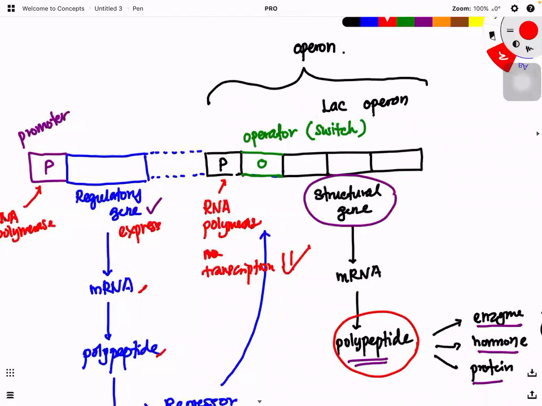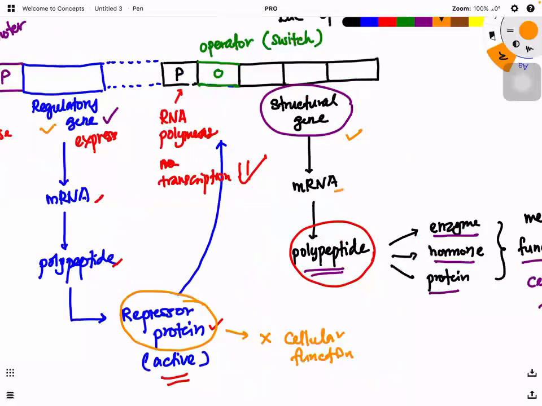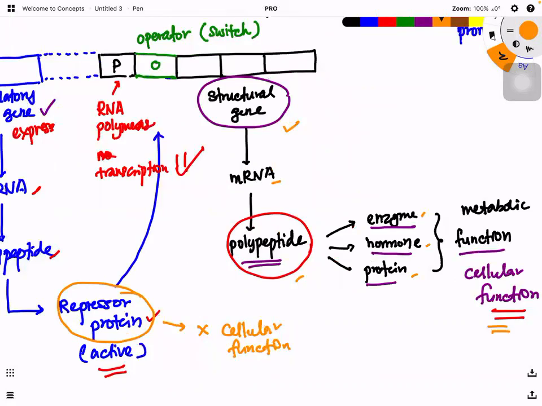Okay, so what you need to know here: first, you need to differentiate between structural genes and regulatory genes. For regulatory genes, the protein is a repressor protein. They do not get involved in the cellular functions at all. What they do is regulate the expression of the structural genes. Structural genes code for the mRNA, which can be translated to a polypeptide, which codes for enzymes, hormones, or folds into proteins. They give us cellular functions.